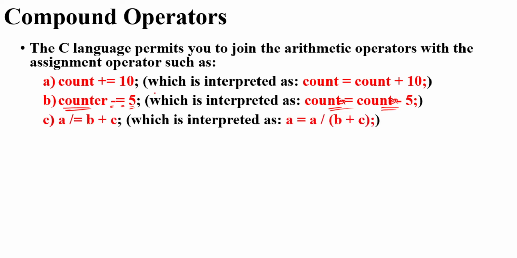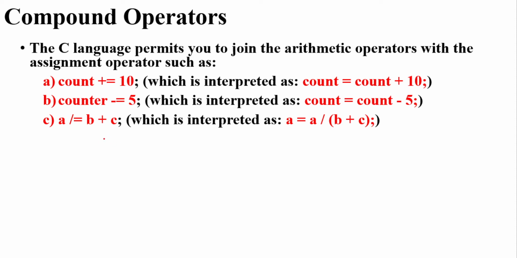Okay. Similarly, if you want, you can write a compound operator like this also. What does that mean? A is equal to A divided by B plus C. So how to write this? A divided equal to B plus C. Okay. So in this way, we can use compound operators.